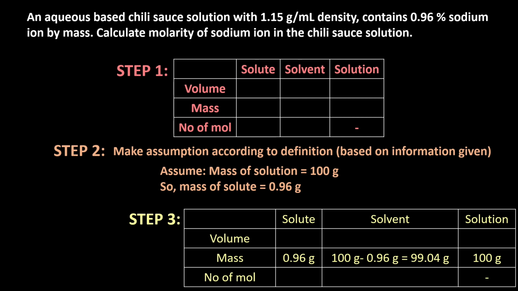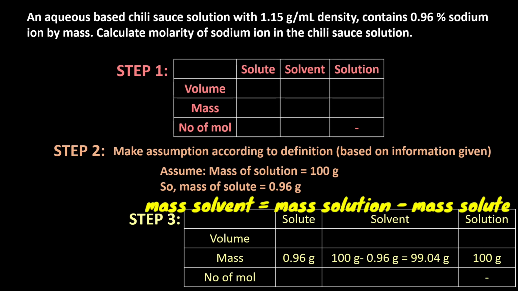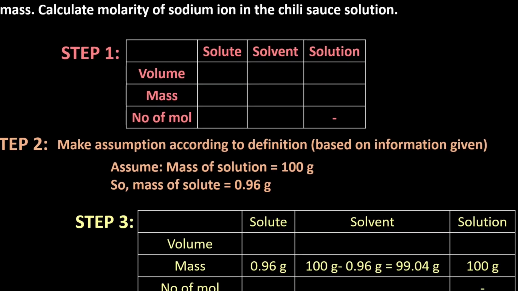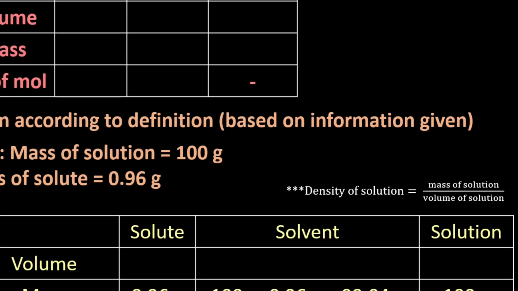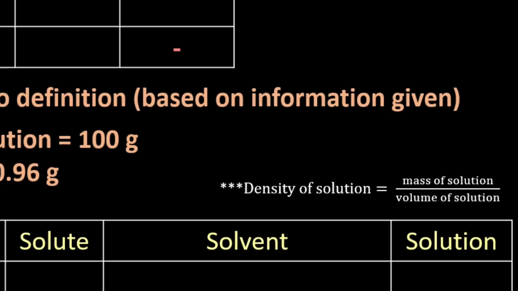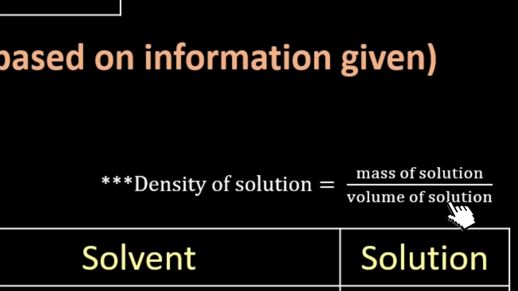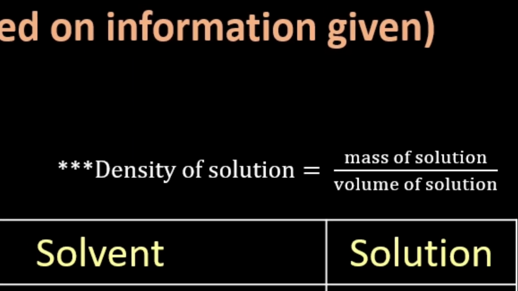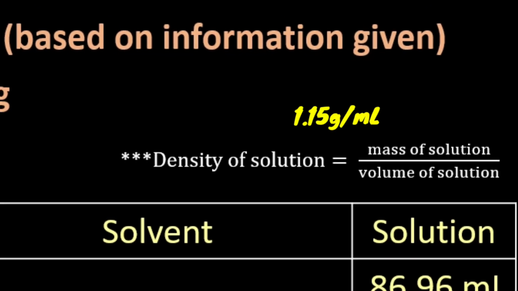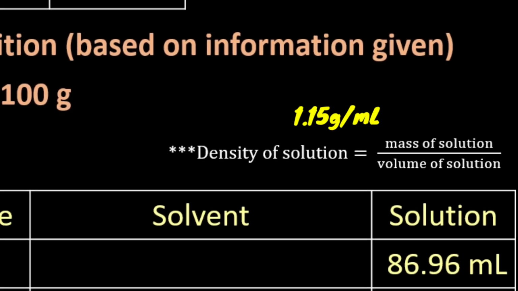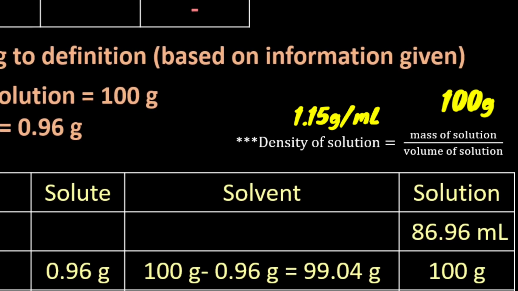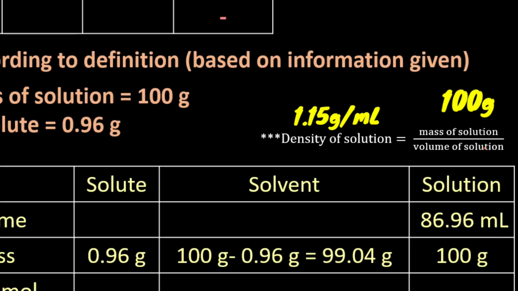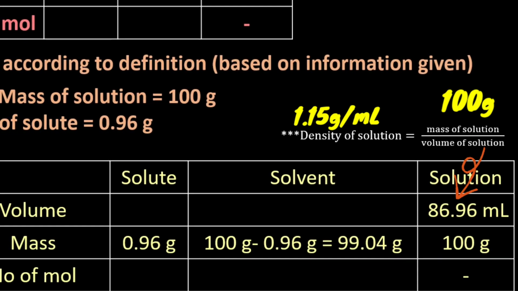And then we can calculate the mass of solvent by subtracting the mass of solute from the mass of solution. And because we have been given the density of solution, and since we have the mass of solution, we can also calculate the volume of solution. So by putting the density 1.15 gram per ml and also the mass of solution 100 gram into the density of solution formula, we can calculate the volume of solution.